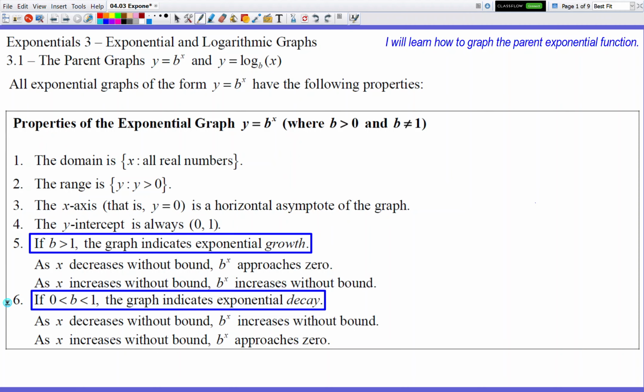Hello and welcome to Exponentials 3.1, Exponential and Logarithmic Graphs.